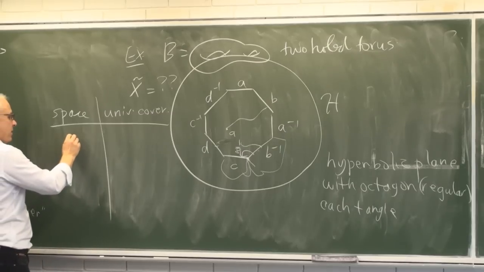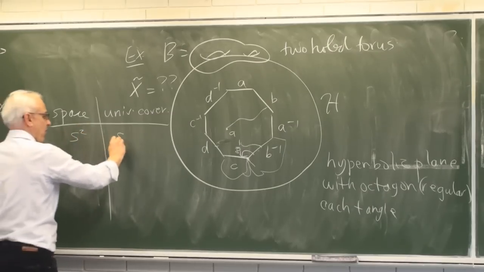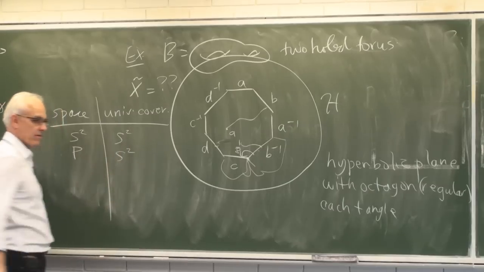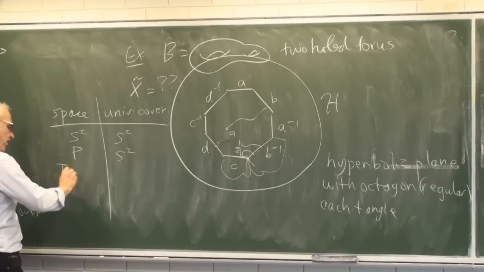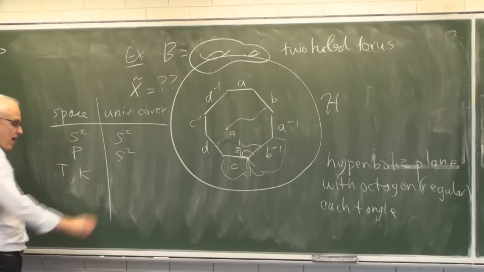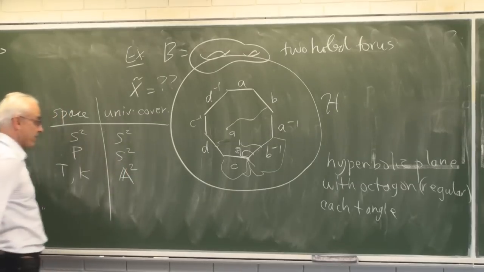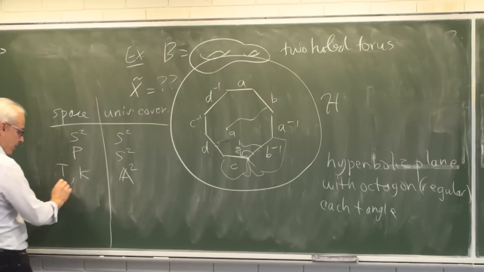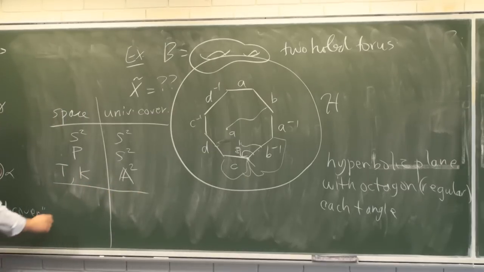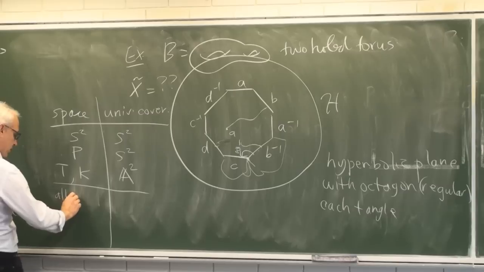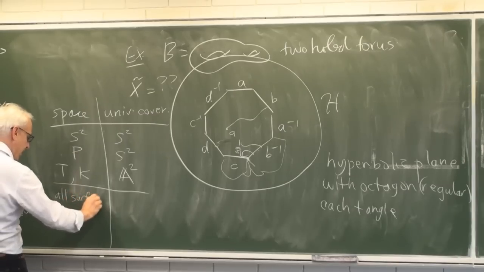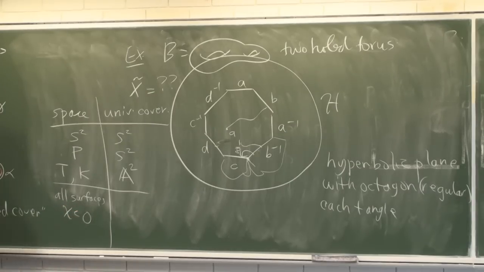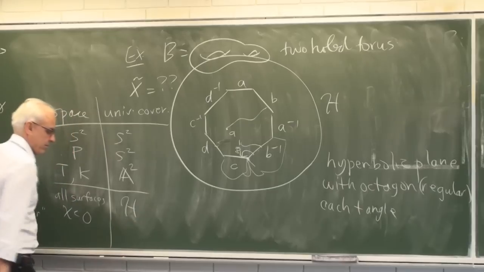The sphere itself is already its own universal cover. The projective plane has cover S2. The torus and the Klein bottle both have universal cover the plane. And then all the other surfaces, all surfaces with negative Euler characteristic, have universal cover the hyperbolic plane.